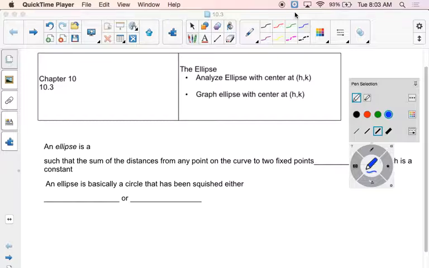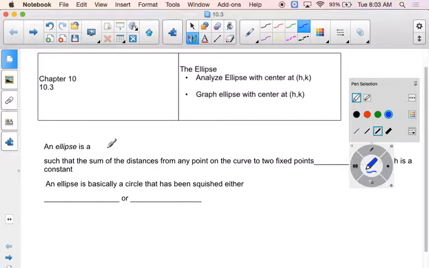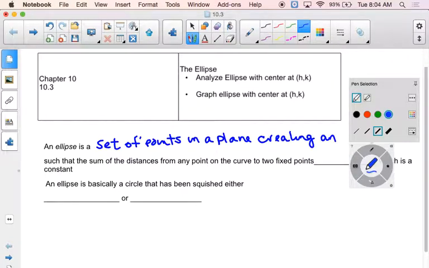So today we're going to talk about an ellipse. An ellipse is a set of points in a plane that creates an oval shape, and the sum of the distances from any point on the curve to two fixed points, which are called your foci, because there's two of them, is a constant, okay?